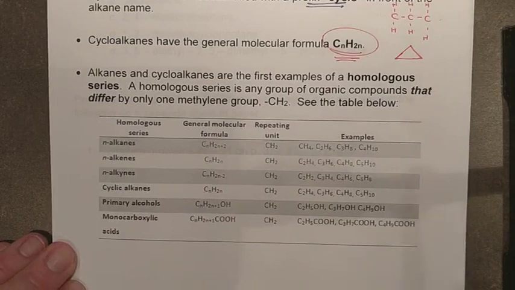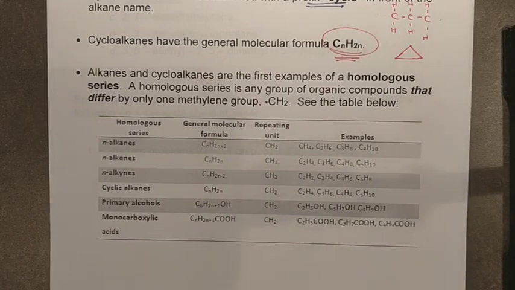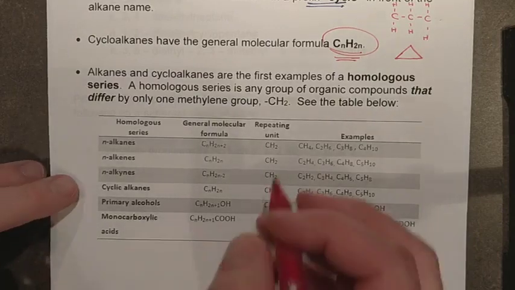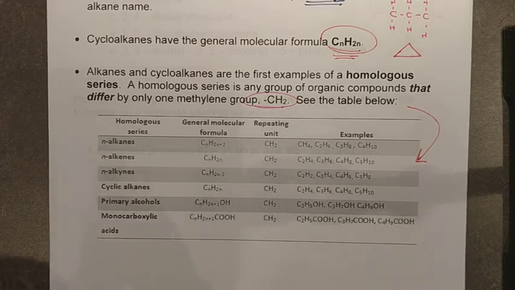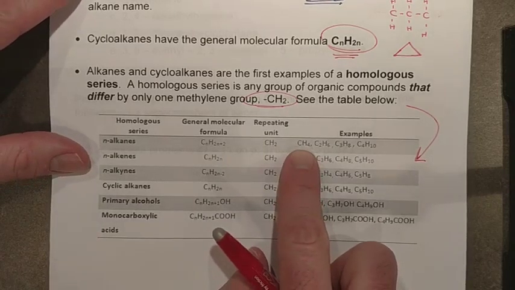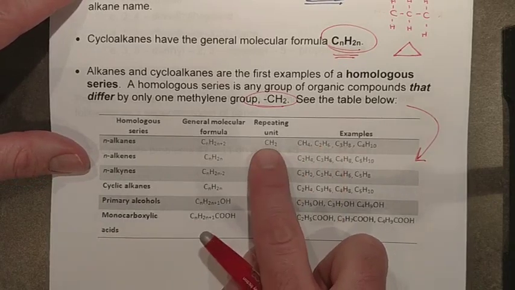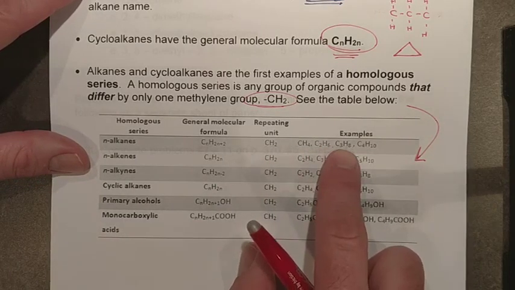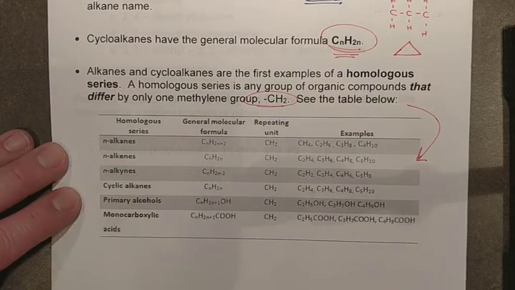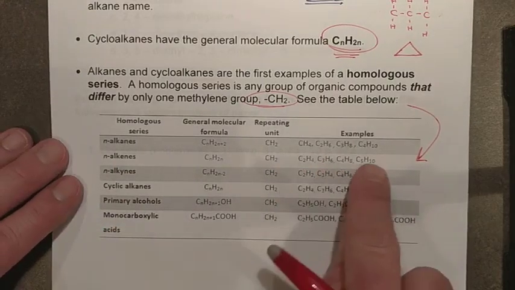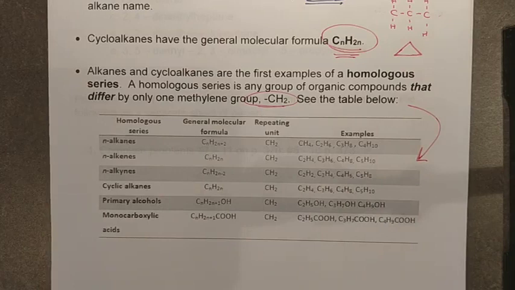Now, alkanes and cycloalkanes are the first examples of what we call a homologous series. And the homology here that we're talking about is really just organic compounds that differ by one methylene group, or a CH2. You'll see that pattern here on the table below. If I take methane, CH4, it only differs from ethane by 1 carbon and 2 hydrogens, which differs from propane by the same amount, which differs from butane by the same amount. As we get through these other ones in future lessons, you can compare these different homologous series, but you'll just notice that it's a CH2 difference between the various molecules.